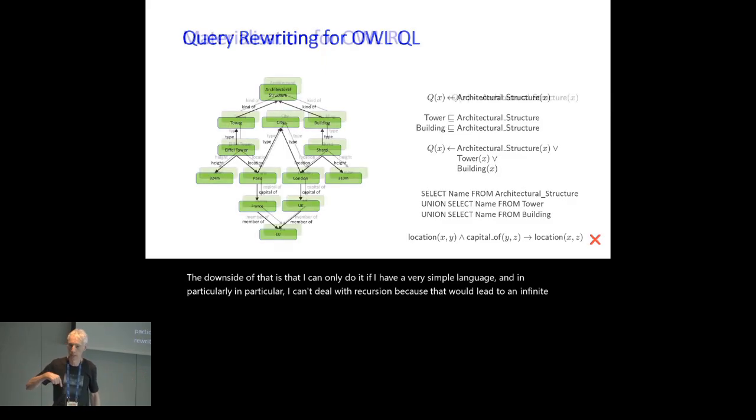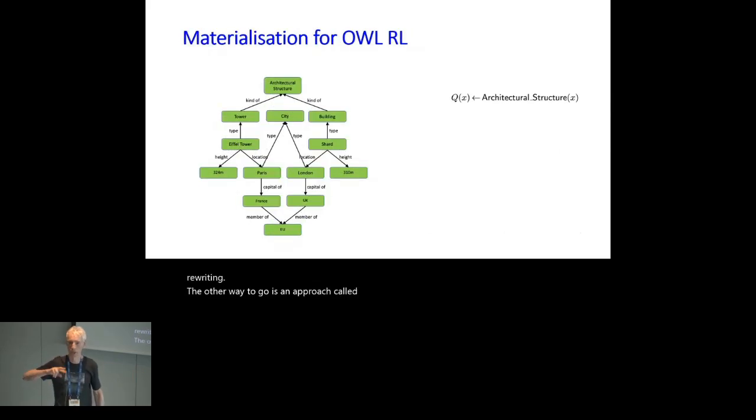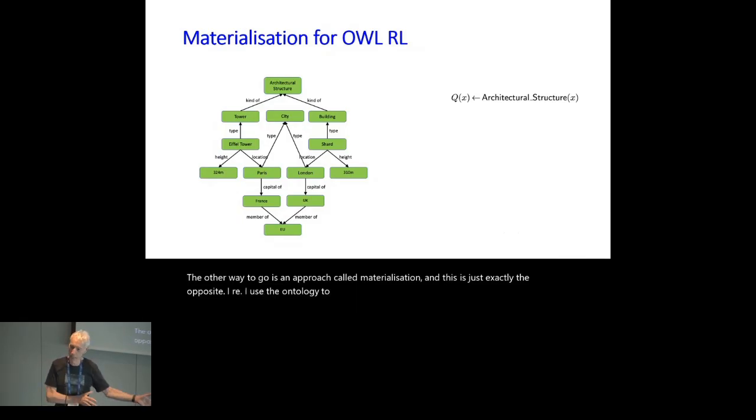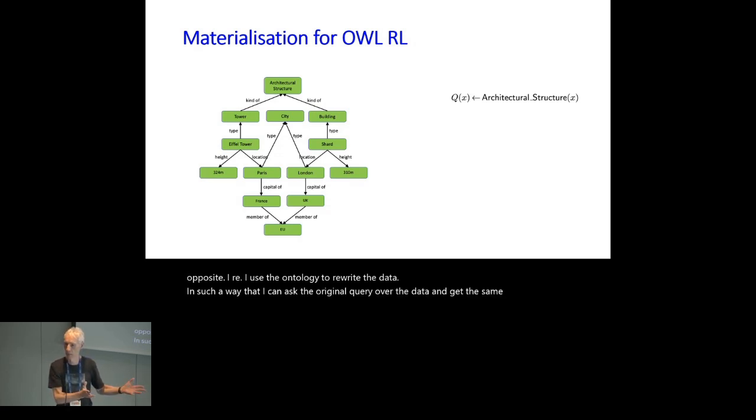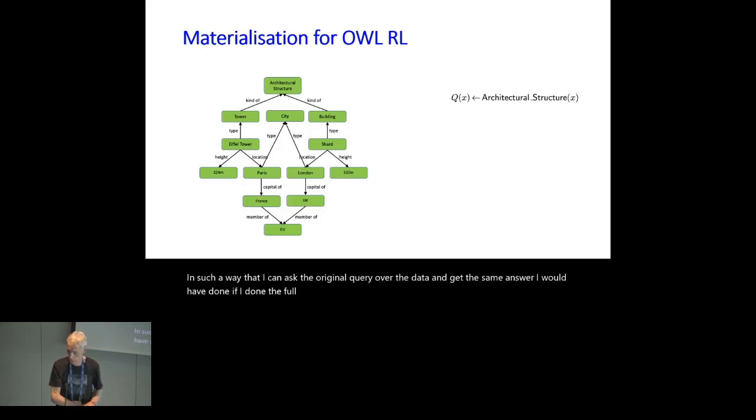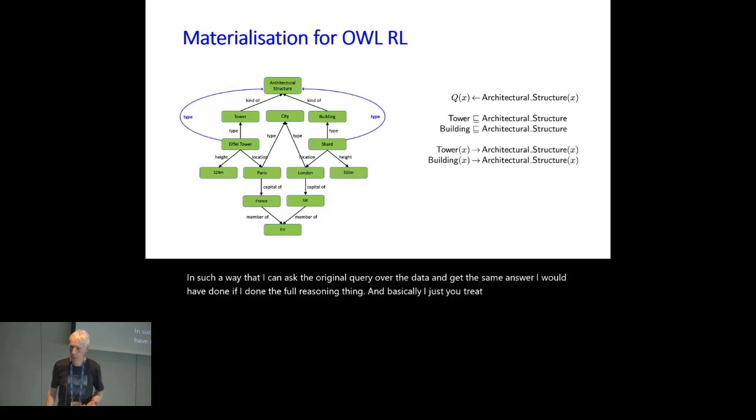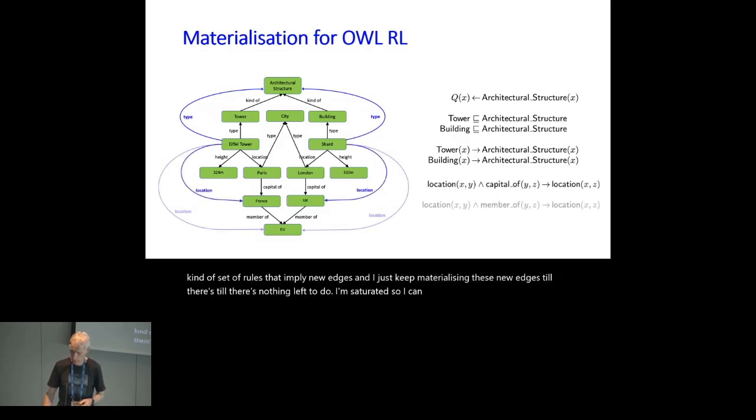The other way to go is an approach called materialization, and this is exactly the opposite. I use the ontology to rewrite the data in such a way that I can ask the original query over the data and get the same answer I would have if I'd done the full reasoning. Basically, I treat the ontology as a set of rules that imply new edges, and I keep materializing these new edges till there's nothing left to do. I'm saturated.